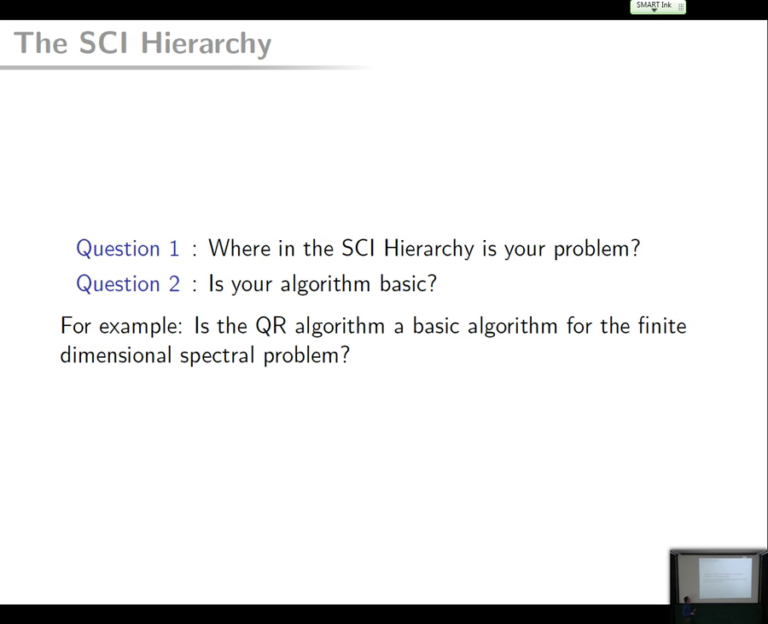So now, hopefully we're done with the dry part. Here are the questions. If you have a problem that you would like to compute, where in the SCI hierarchy is that problem? And if somebody's been able to figure out the classification, the question is, the algorithm that you're using, is that a basic algorithm? For example, computing the matrix in the hierarchy.